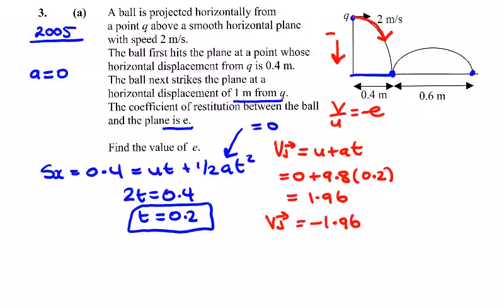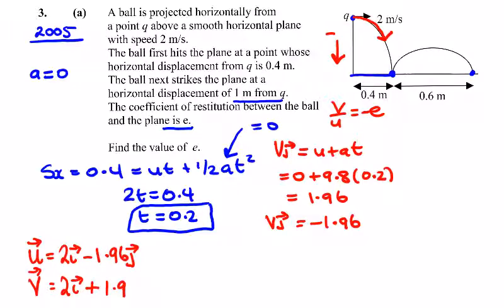So we can say this vector U is going to be 2 in the I direction, minus 1.96 in the J direction. And then the new velocity will be no change in the I direction, and it'll be minus minus 1.96, with the minus E in there, so 1.96 E in the J direction. So that's the formula we need here.